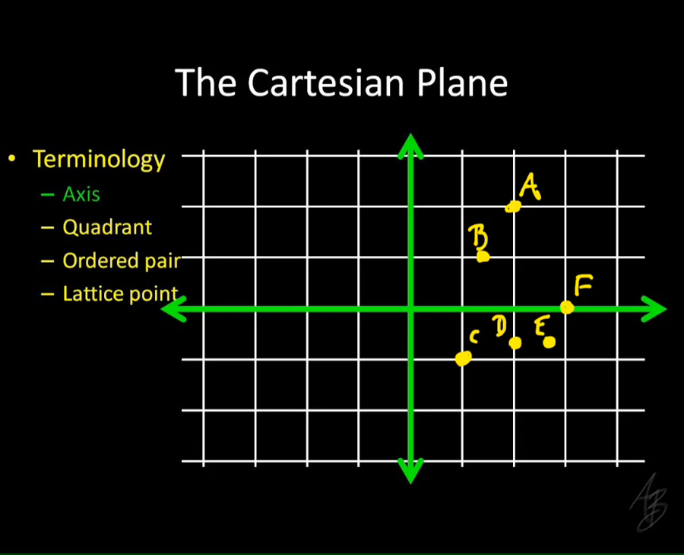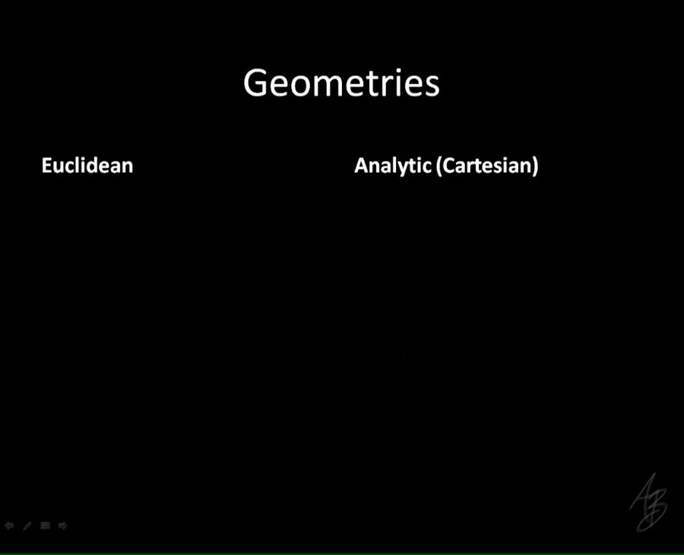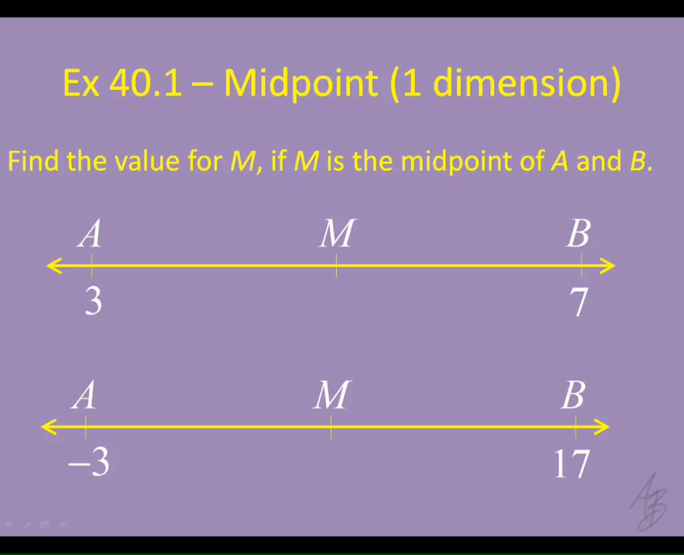Okay. So these are the 2 types of geometries we deal with in this class. We've been doing Euclidean geometry all year. We're moving into analytic geometry. I was going to kind of compare them at this point, but we're running out of time, and I do want to get a couple examples done here. So let's move on. First example.